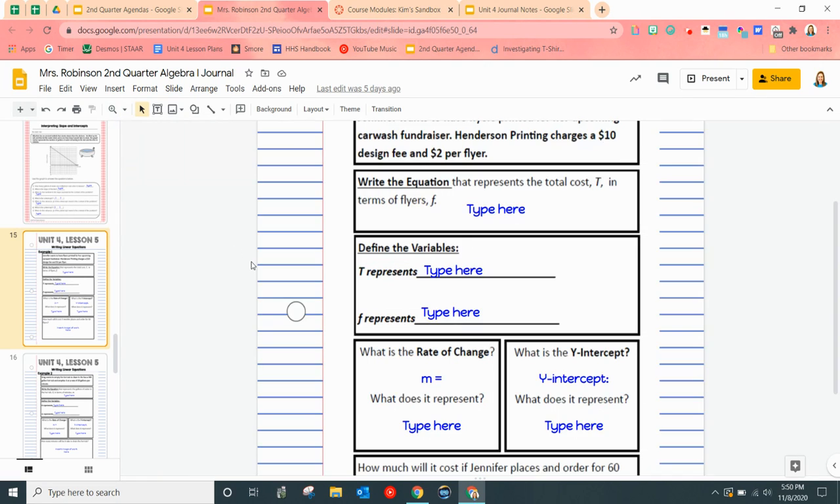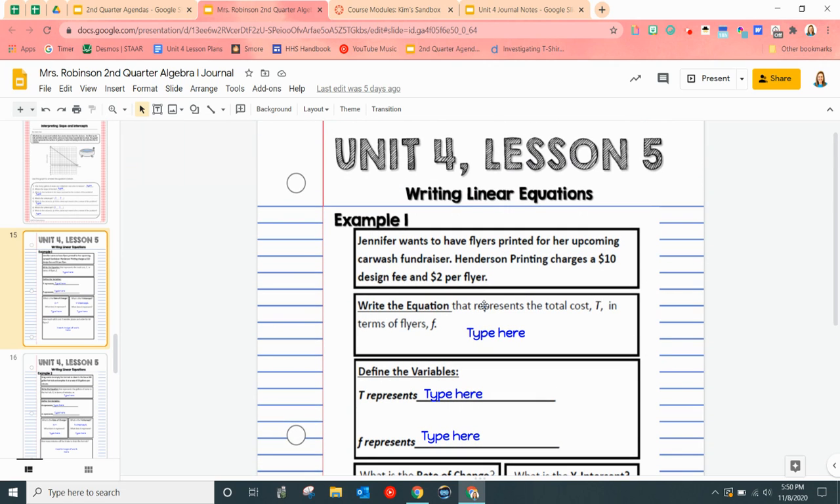Okay, so I'm going to zoom in to about 100 here. We're going to work a couple examples together, then I'm going to let you work on your own. The examples will be like the problems that you're going to work. So Jennifer wants to have flyers printed for her upcoming car wash fundraiser. Henderson Printing charges a $10 design fee and $2 per flyer. This seems similar to our t-shirt problems that we were talking about in Desmos.